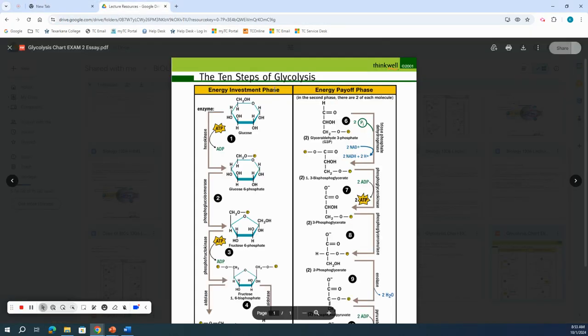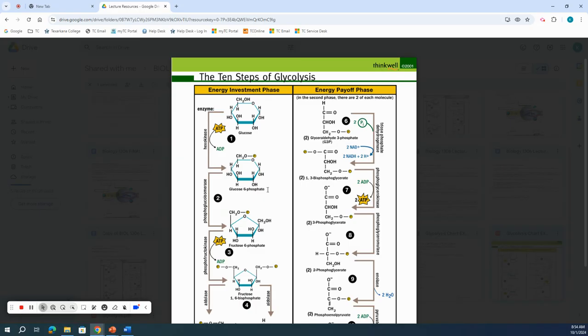Alright guys, this video is going to be about the first diagram that you have to do, which is one of your essays. Essentially, you're going to get a blank diagram, and you're going to have to fill out the names and the enzymes in these 10 steps of glycolysis. Now I know that this can feel very overwhelming at first, and so the purpose of this video is, number one, to help you see what goes where.